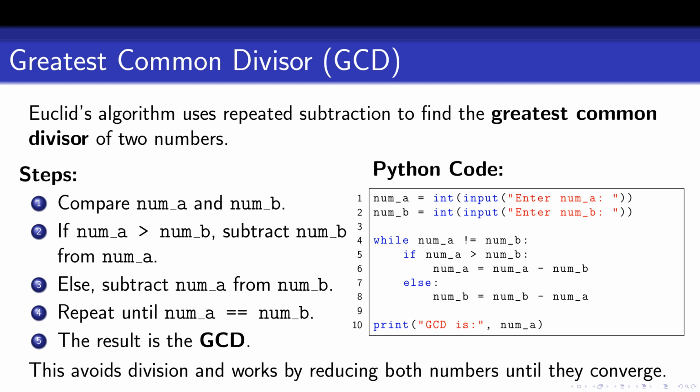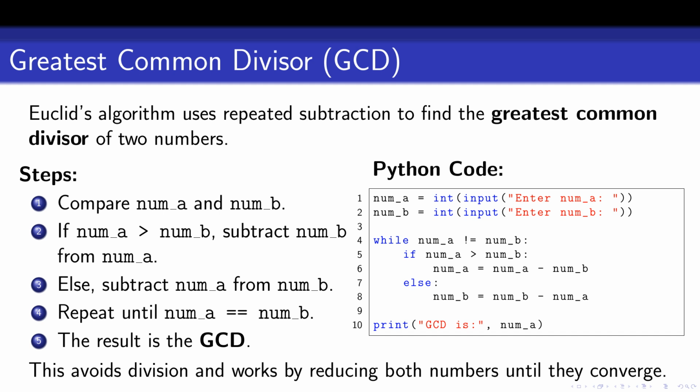This next example applies a while loop to compute the greatest common divisor of two numbers using Euclid's algorithm. This algorithm works by repeatedly subtracting the smaller number from the larger until the two values become equal. That final value is the GCD. The logic begins by checking whether the two numbers are different. If they are, the loop continues. Inside the loop, a conditional statement determines whether to subtract num_b from num_a or the reverse.